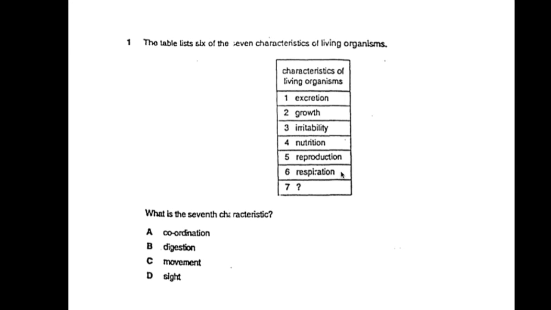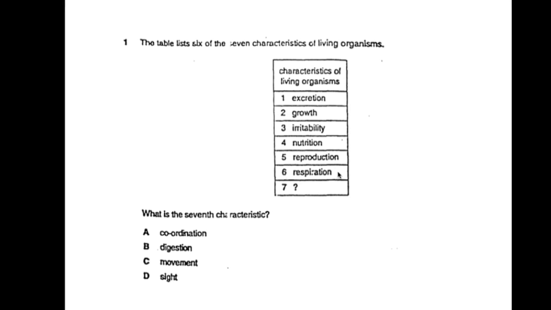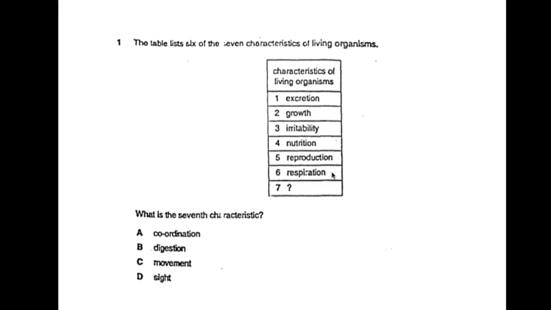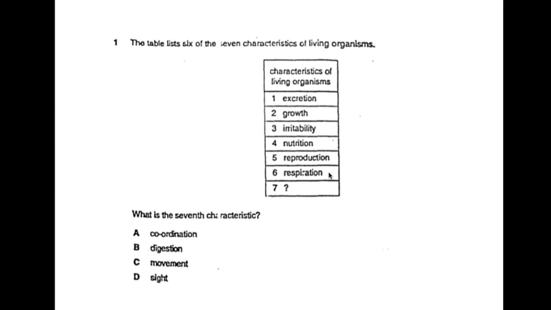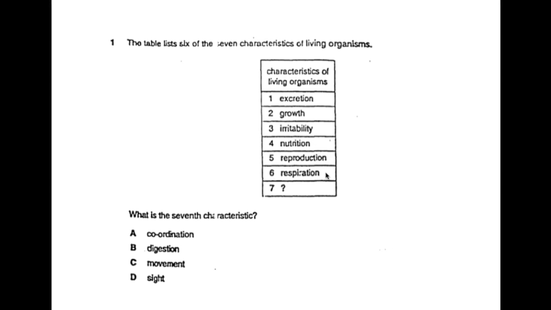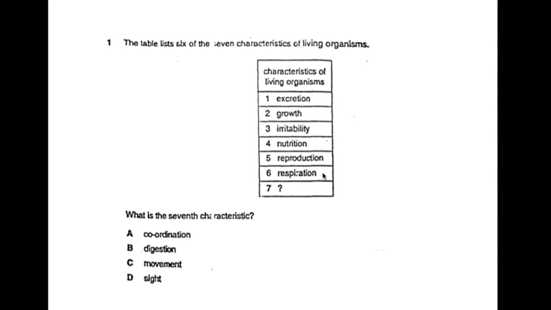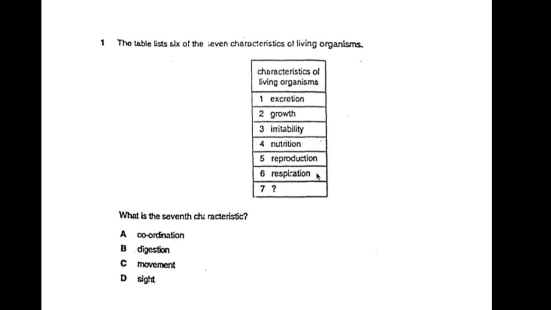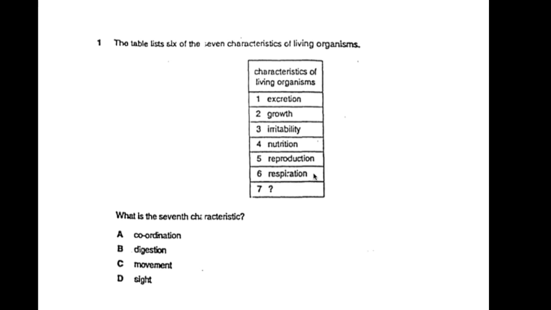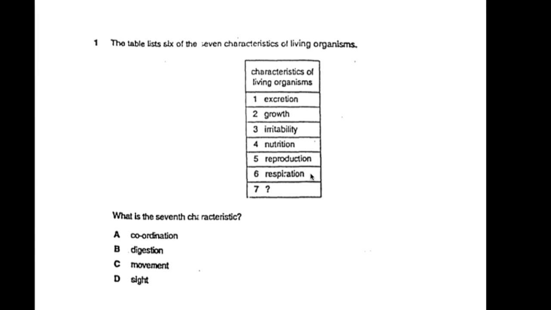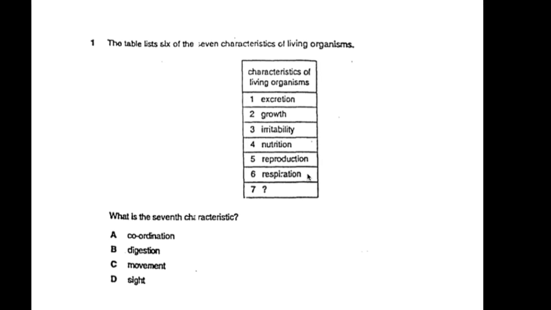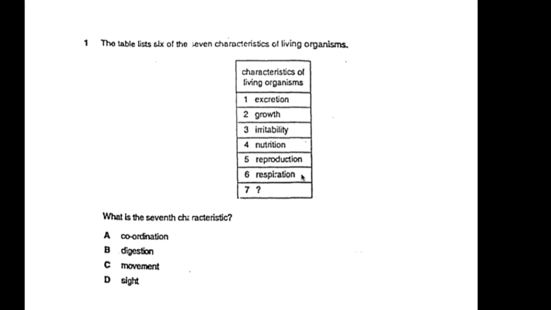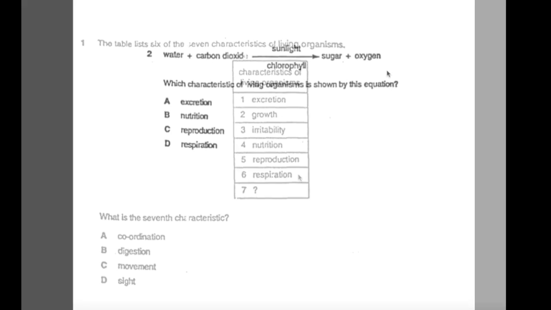Question number 1. The table lists 6 of the 7 characteristics of living organisms. What is the 7th characteristic? Now, by looking at this table, if you remember the phrase Mrs. Gren, you will know right away that M is missing in this table, which is movement from this option. So the answer to this question is C, movement.